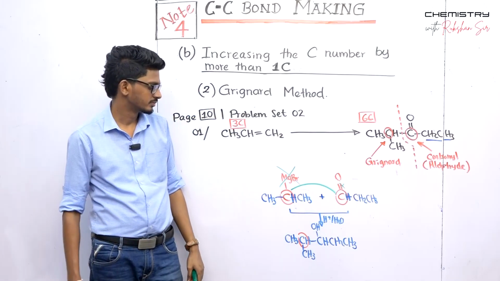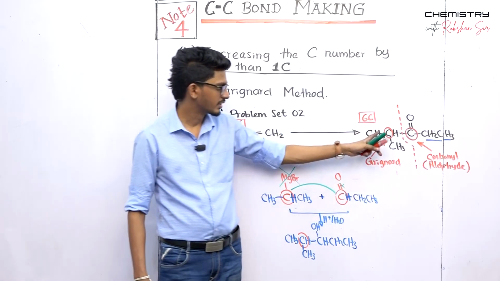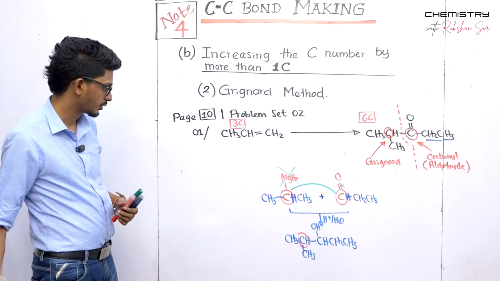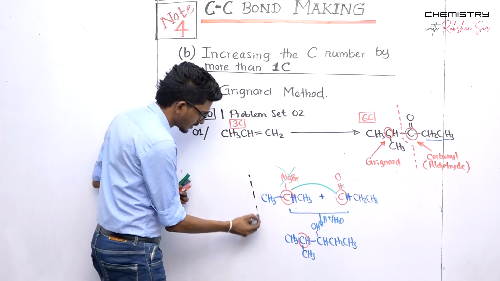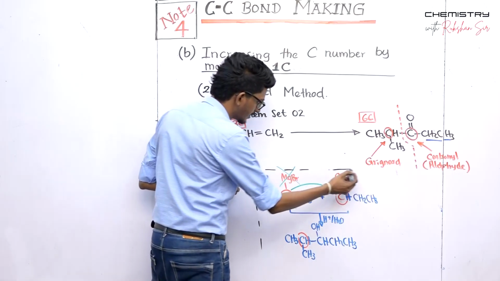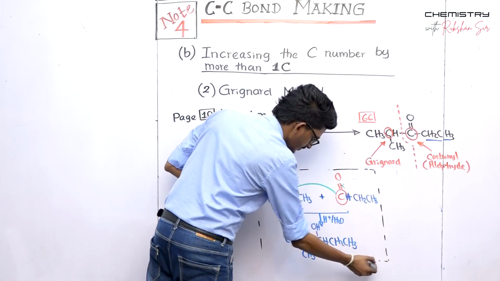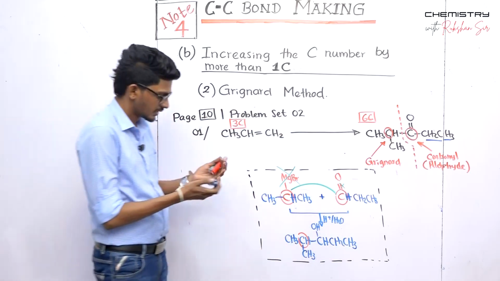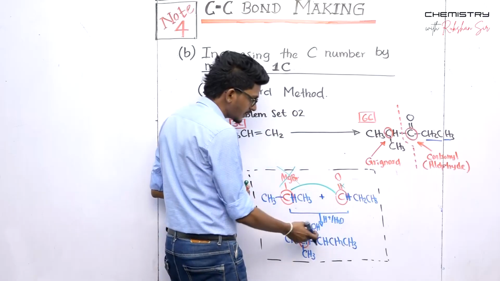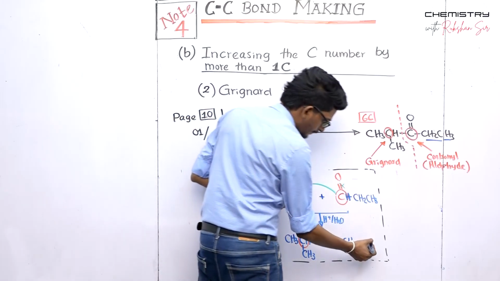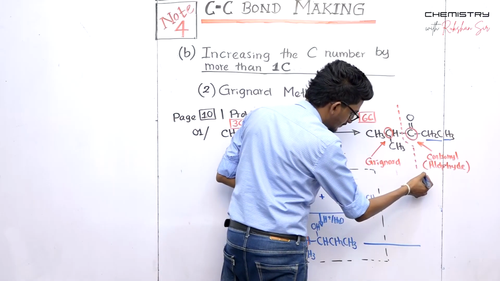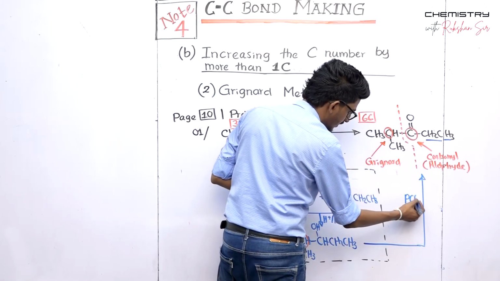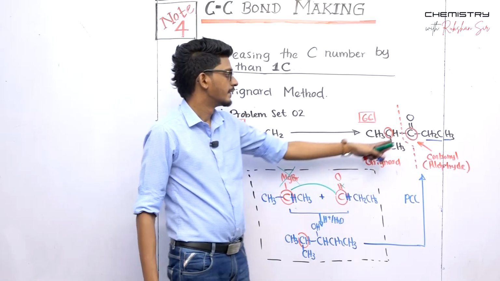We are very happy now. We are done with the carbon skeleton, right? So now this is actually the heart of the question. You need not box this stuff. Then we can come up with this one in just a single step: just add some PCC. It will convert to this ketone.